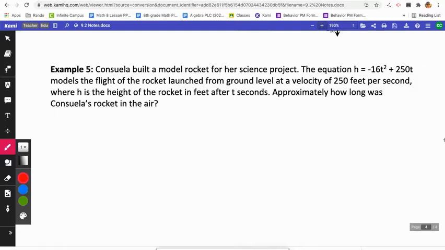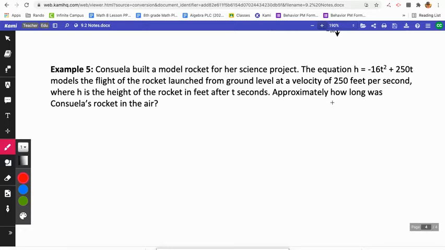Approximately how long has Consuela's rocket been in the air? So again, I want to remind you that this 250 is represented in our equation as the velocity here. We don't necessarily have to do anything with that 250. It's already represented in our equation.